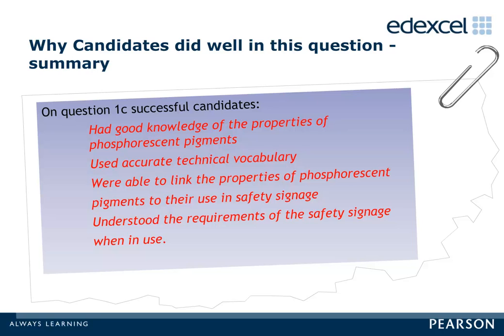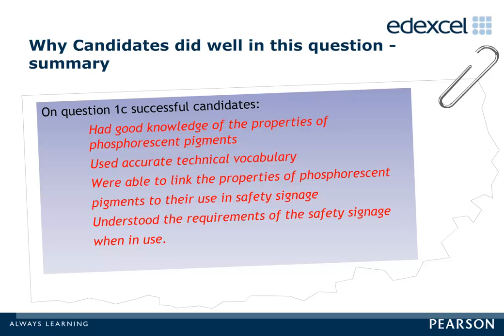As stated previously, this particular question considered both the properties of the phosphorescent pigments as a modern material and also a typical application of the material. In this question, successful candidates not only had a good knowledge of the properties of phosphorescent pigments, such as the ability of them to absorb light energy during the daytime and to release the energy again when the light level drops, they also used technical language appropriately.